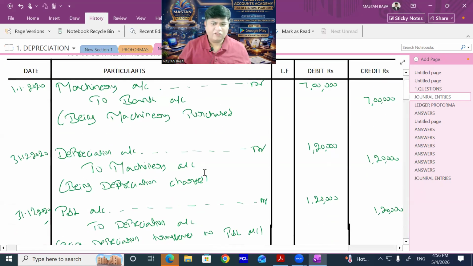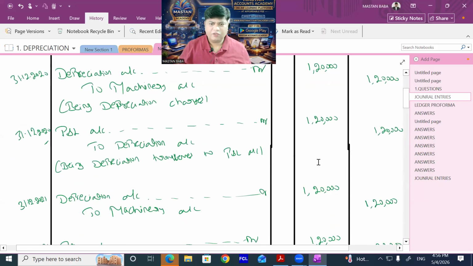Again, at the end of each year, depreciation is 1,20,000. So 2 entries repeat. For 3 years, 3 into 2, 6 entries; for 5 years, 5 into 2, 10 entries. So depreciation account to machinery 1,20,000 and profit and loss account to depreciation 1,20,000. These 2 entries will be repeated.